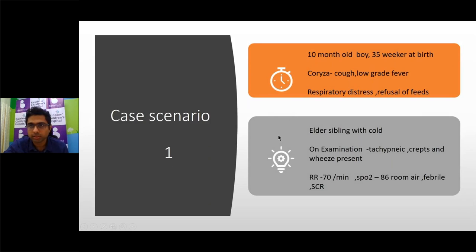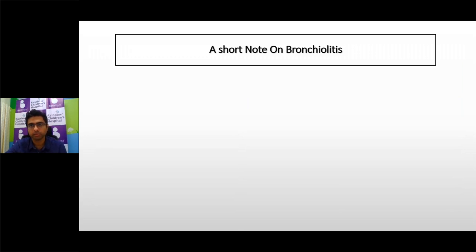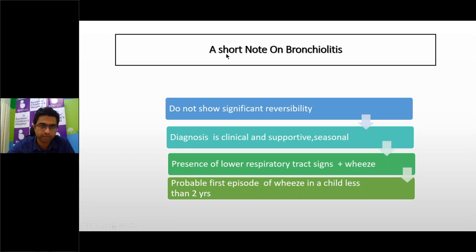This is a 10-month-old boy who was a 35-weeker at birth. He presented with a cough, coryza, minimal running nose with a low-grade fever, respiratory distress and refusal of feeds. He has an elder sibling who had a cold at home. On examination, he was tachypneic with crepts and wheeze. He had respiratory distress with hypoxia, with subcostal and minimal intercostal retractions. So this is a routine prototype case which you all encounter in practice. It's nothing but a case of viral bronchiolitis.